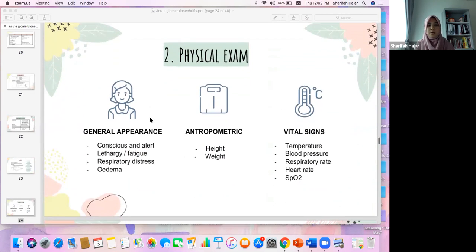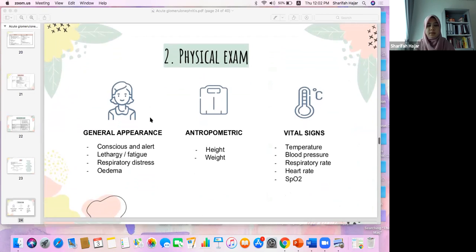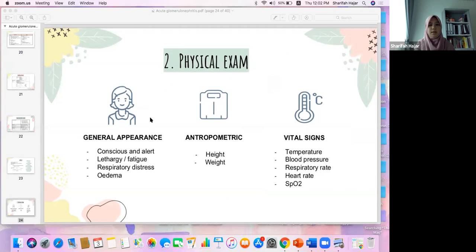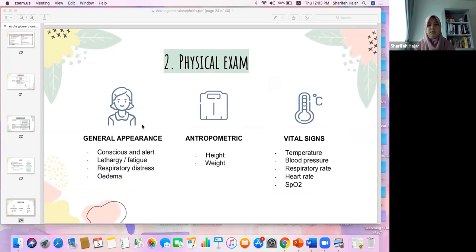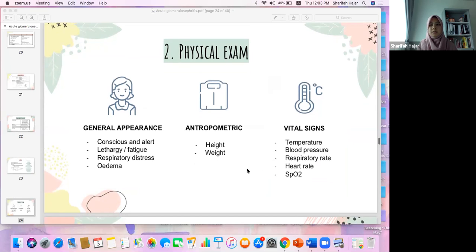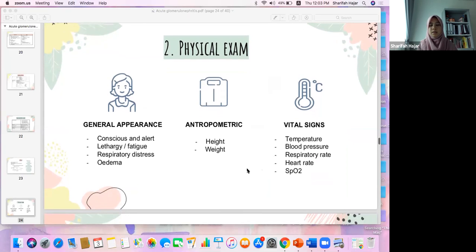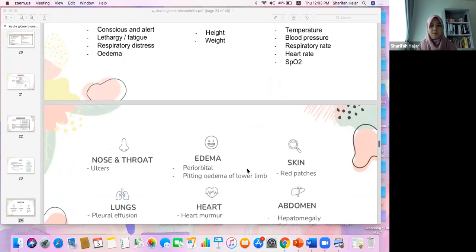Okay, so we proceed to the physical exam. So first one, we need to look at the general appearance like consciousness and alertness, lethargy, respiratory distress, and also edema. It can also suggest the severity and also the complication of the disease. Anthropometric height and weight, and also vital signs, temperature, blood pressure, respiratory rate, heart rate, and also SpO2.